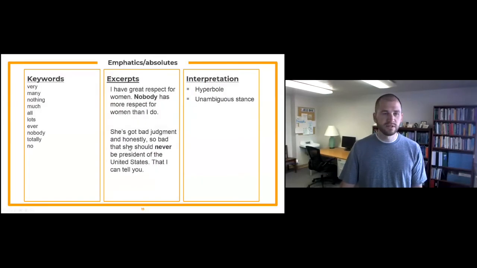Emphatics and absolutes, these don't come as a surprise if we paid attention to Trump's language: very, many, nothing, much, all, lots, ever, nobody, totally, no. So a lot of extreme language that makes it quite clear how strongly he feels about something, even though it ends up being vague a lot of the time. "Nobody has more respect for women than I do." And then referring to Hillary Clinton: "She's got bad judgment, and honestly, so bad that she should never be president of the United States. That I can tell you." A lot of hyperbole. The stance is unambiguous, but the message is often quite ambiguous.